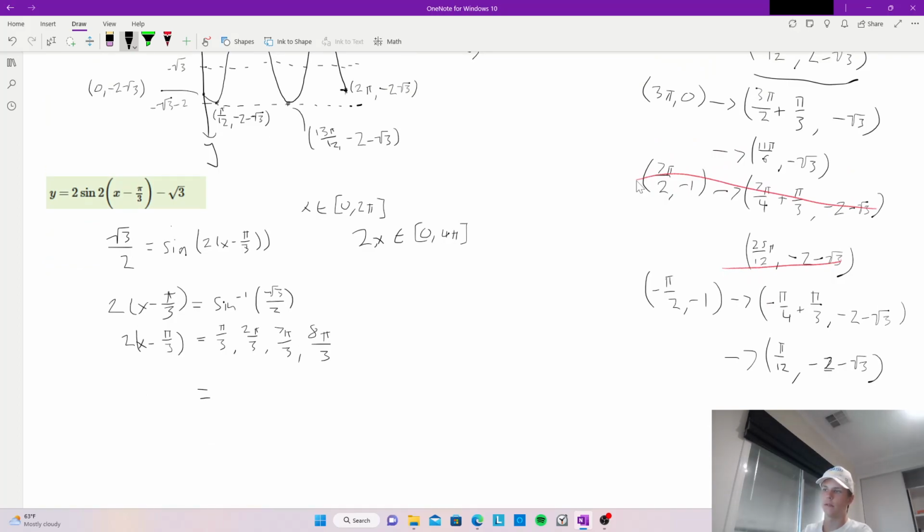So first we just have to divide all of them by 2. So we get 5 over 6, 2 pi on 6, because we only have four here because we're just looking for the first four that we know already. 2 pi on 6, 7 pi on 6, 8 pi on 6.